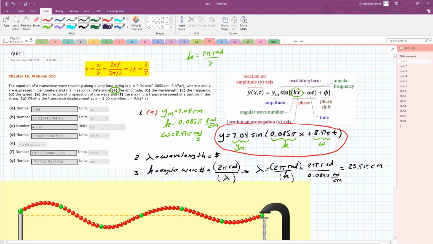23.529 and some change. That's the answer to part B. We're done with A. We're done with B. Part C.